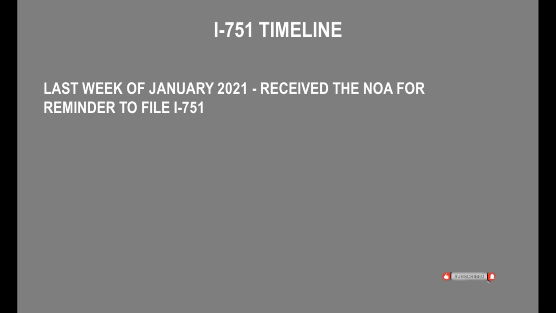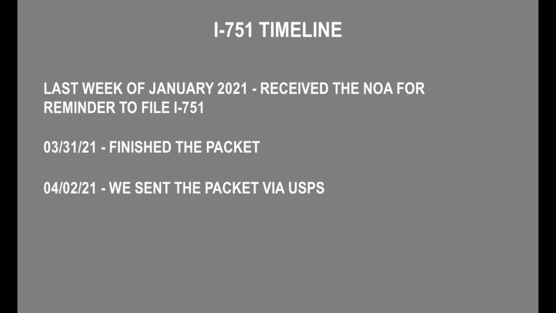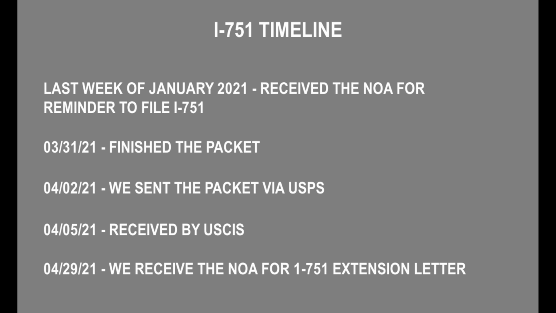Okay, so this is my I-751 timeline. In the last week of January 2021, we received the NOA as a reminder to file the I-751. On March 31, 2021, we finished the packet. On April 2, 2021, we sent the packet via USPS. By April 5, 2021, it was received by the USCIS. And by April 29, 2021, we at last received our I-751 extension letter.